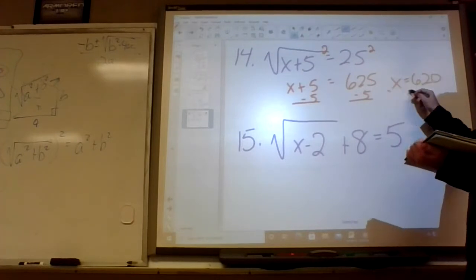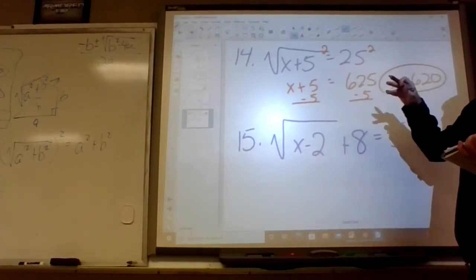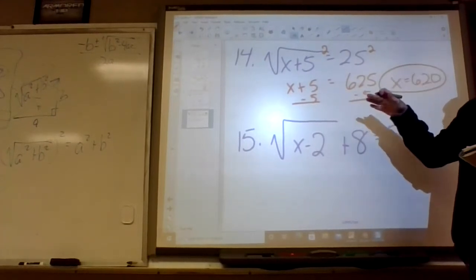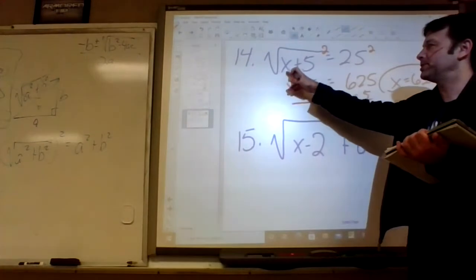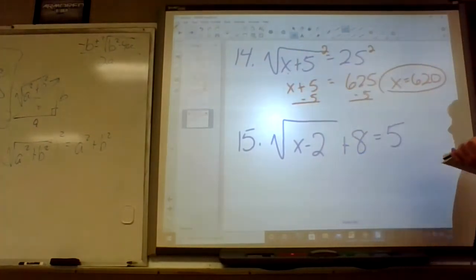I literally love these. Can I do the next one by myself? I should warn you that sometimes you get extra answers on these, so you should plug your answer back in and make sure it works. 620 plus 5, 625. Square root of that equals 25.